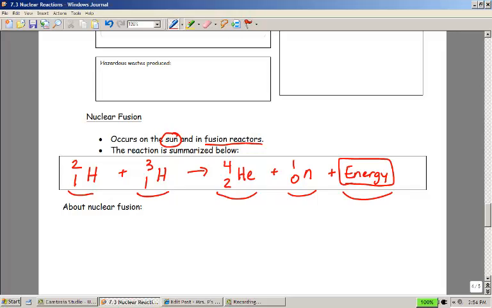Basically, in fission reactions, you have heavy, unstable nuclei split apart into two smaller nuclei, and in fusion reactions, you have two lightweight nuclei joined together to form a heavier nucleus. And there are quite a few other differences that you should be familiar with. So have a look on page 321 and see if you can figure out the difference between fission and fusion reactions.